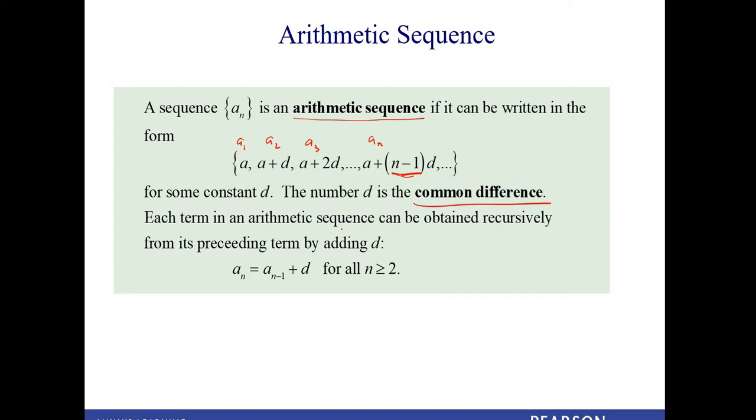Each term in an arithmetic sequence can be obtained recursively from its preceding term by adding D. So this would be the recursive rule: A sub n is the previous term plus D. We'll also look at how to do an explicit rule for arithmetic.